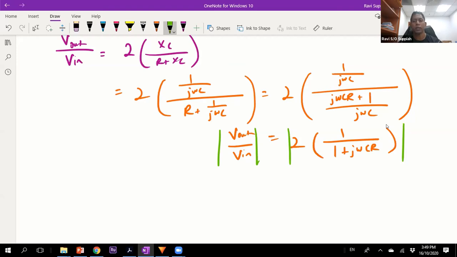So in terms of amplitude, you do the conversion, so you get 2 over the square root of 1 plus (omega C R) squared.